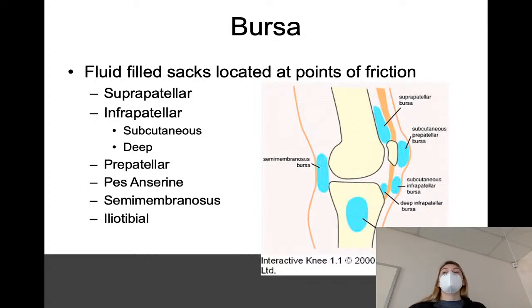This one is probably the one that people notice the most. If anyone has hit their knee really hard, this might pop up pretty bad or explode. They tend to be in areas where you're going to have a lot of rubbing action. And when they get irritated, they will fill with fluid and puff up real big to protect the area.